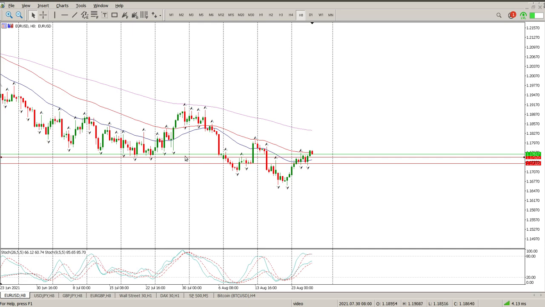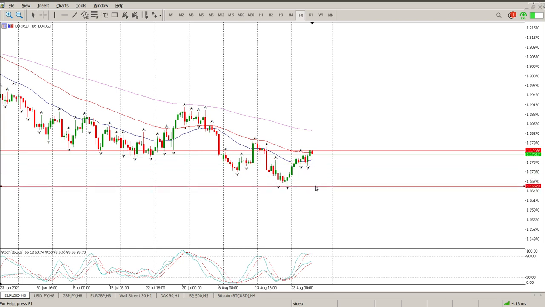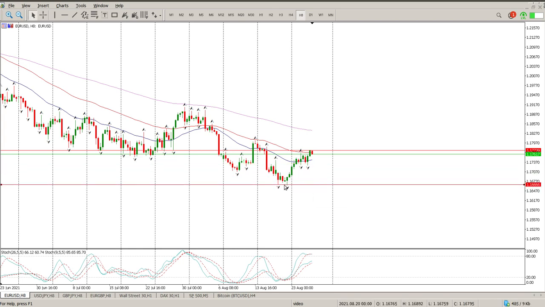So for me, I'm just going to move these levels. There's my previous swing low there. That's where we're heading to. I'm expecting a rejection here, and then more than likely a move back down to the lows or possibly below the lows. So it's pretty much what's been happening the last couple of weeks. You can see move up, move down, pull back, move down, pull back.